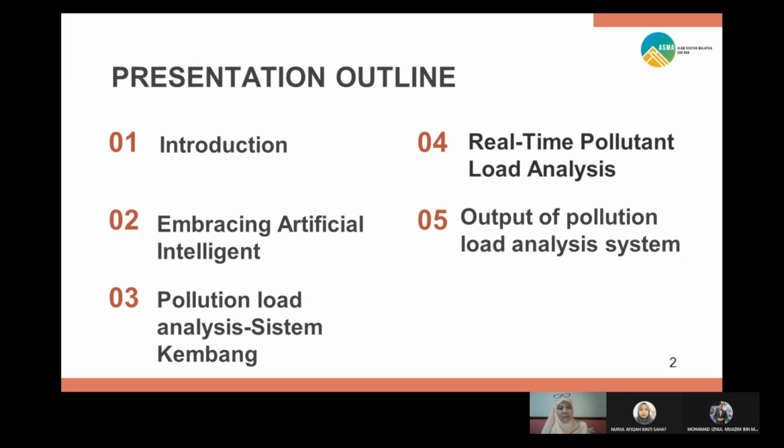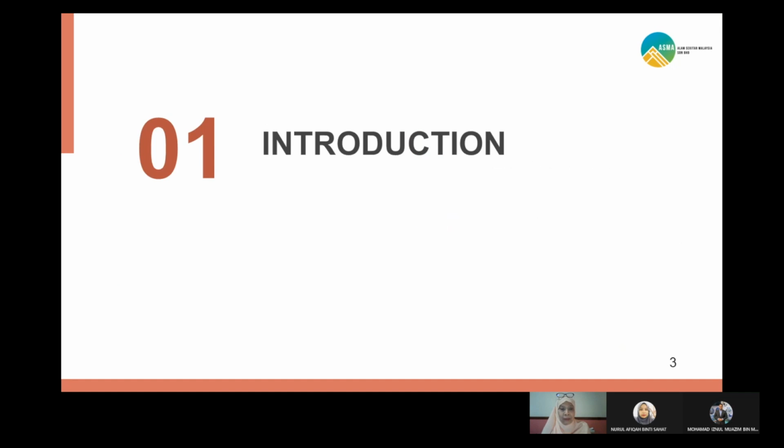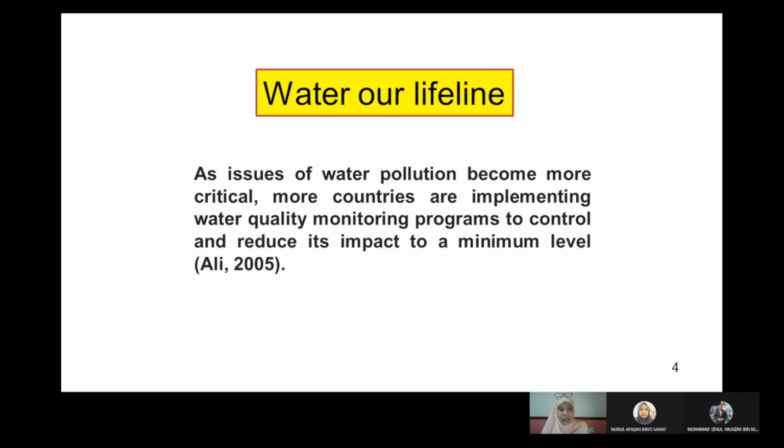So the outline of my presentation will be: introduction, embracing artificial intelligence, pollutant load analysis, that is the system Kembang which we have innovated, the real-time pollutant load analysis, and output of the pollution load analysis system. That is what we are going to share with you this morning. Okay, I'm going to start with the introduction.